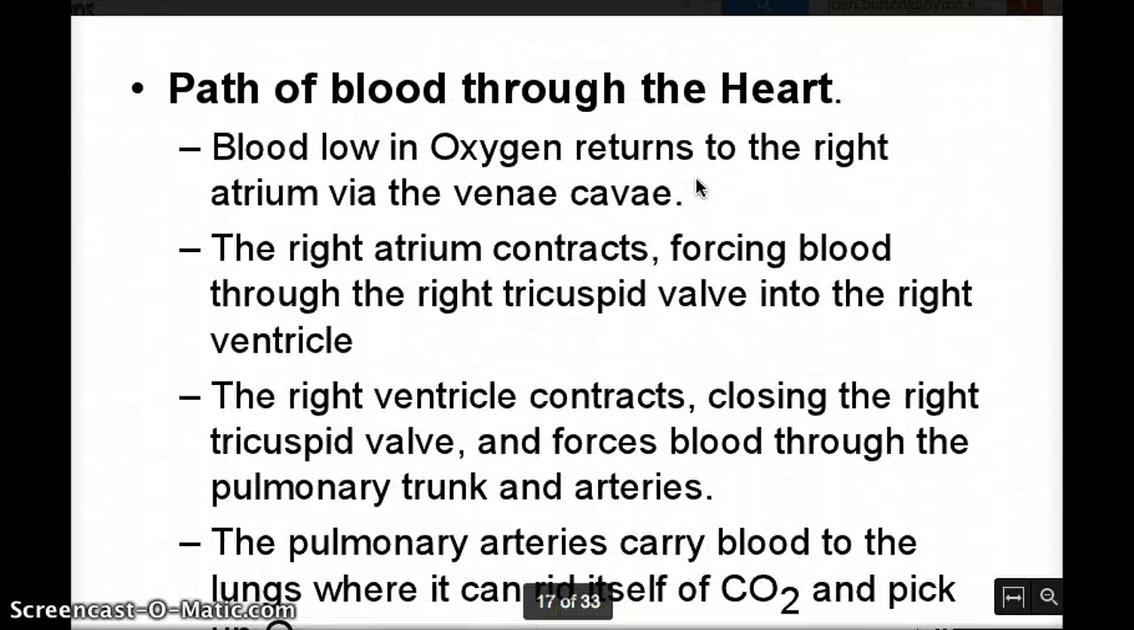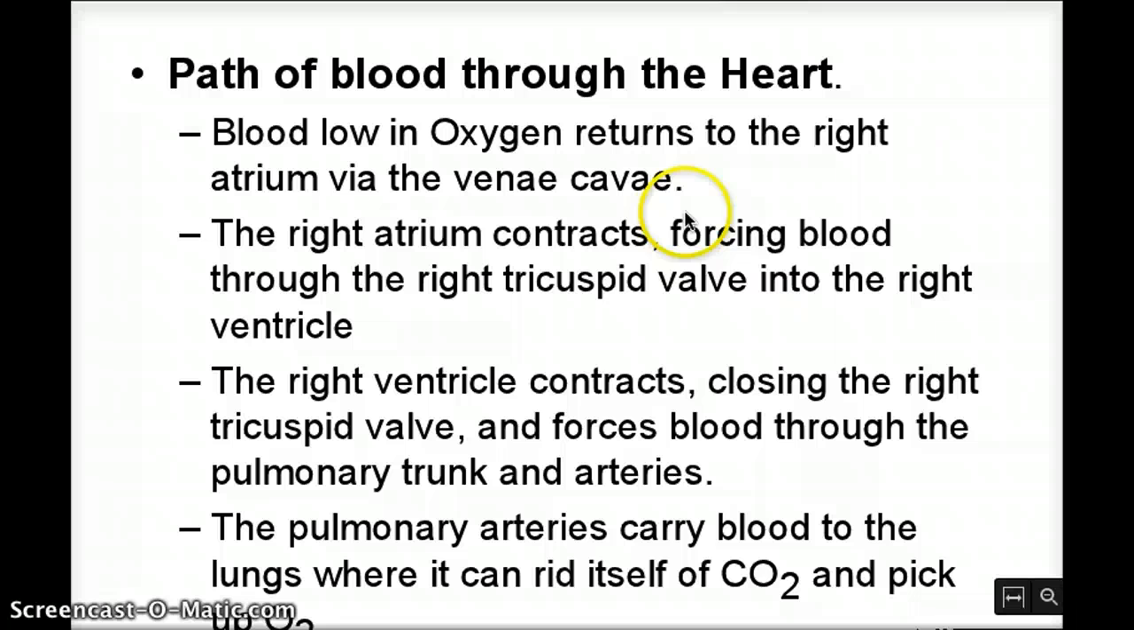Alright, in our next section we're going to take a look at mapping the blood flow through, and as a quick review. Hope this helped.